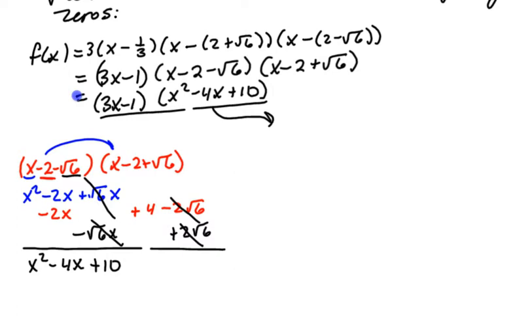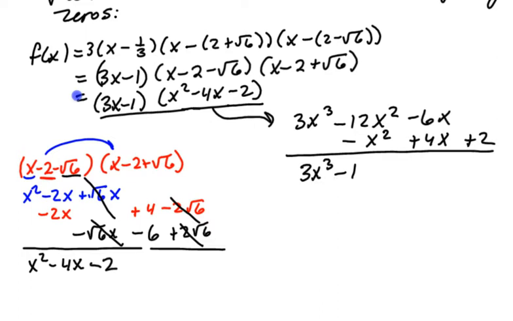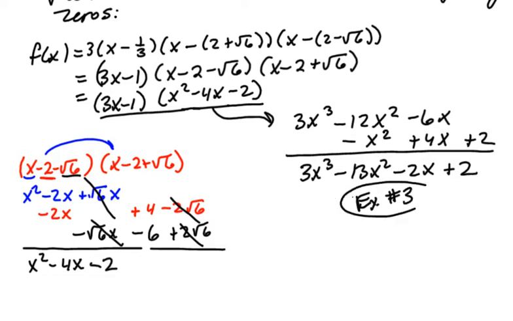Right here, this should be minus 6. Some of you are probably crying foul right now. You saw that a long time ago. That's minus 2. So this should be minus 2. Okay, do this again. So this would be 3x cubed minus 12x squared plus 2x. Minus 6x. I'm ahead of myself. Minus 6x. And then negative x squared plus 4x plus 2, or 3x cubed minus 13x squared minus 2x plus 2. Let me double check and see if that's what it was supposed to be. Yes, that's the original. That was example number 3 in your finding zeros notes.